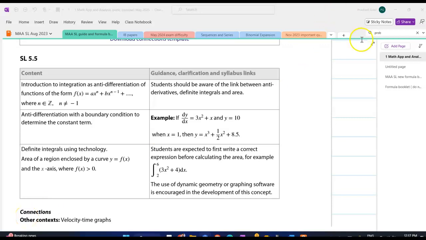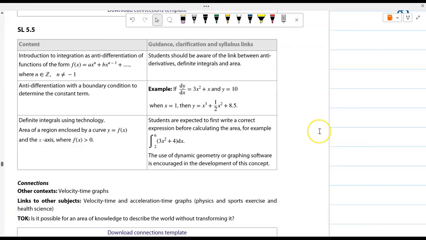So this is a short video in which we are revising integration for IB Math AASL. Introduction to integration is anti-differentiation. Correct? So it's anti-differentiation, you should know that. Anti-differentiation with a boundary condition to determine the constant term.